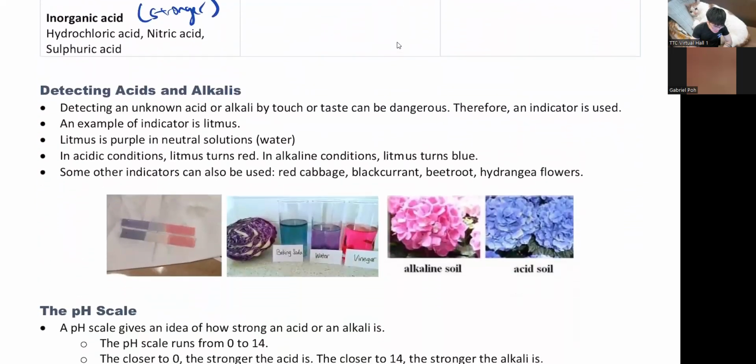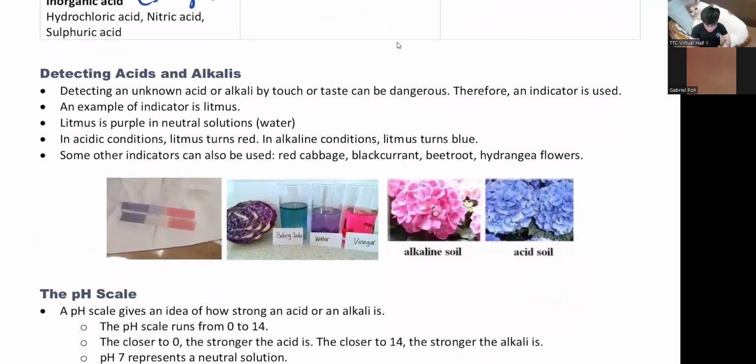All right, so next, detecting acids and alkalis. How do you detect acid and alkali? How do you know whether something is acid or alkaline? We use something called an indicator, to indicate whether something is acidic or alkaline. Because you see, we can't be tasting it with our mouth or touching it because it can be very dangerous. Okay, do you taste battery acid? No, you don't. So detecting an unknown acid or alkaline by touch or taste can be dangerous. This is why we use an indicator.